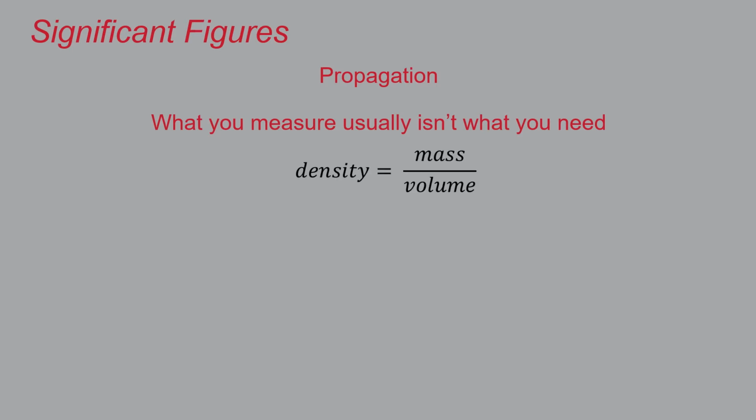So the next thing I have to talk about is propagation. Now it turns out that when you measure something in the lab, what you directly measure is almost never what you need. There's usually math involved afterwards. So, for example, it would be a common thing for you to try to measure the density of something. Now, density is defined as the mass of something divided by its volume. There really aren't any density meters.